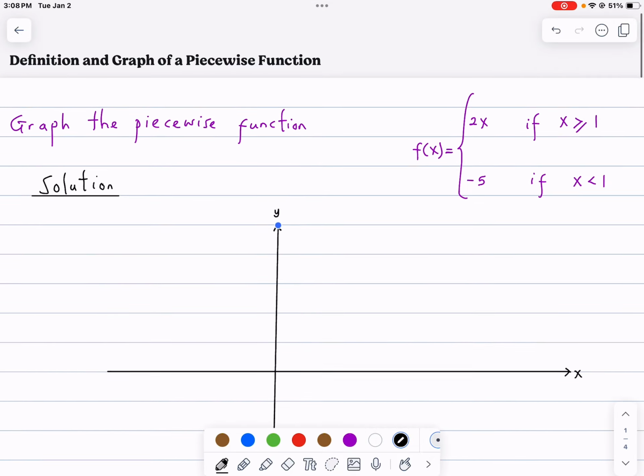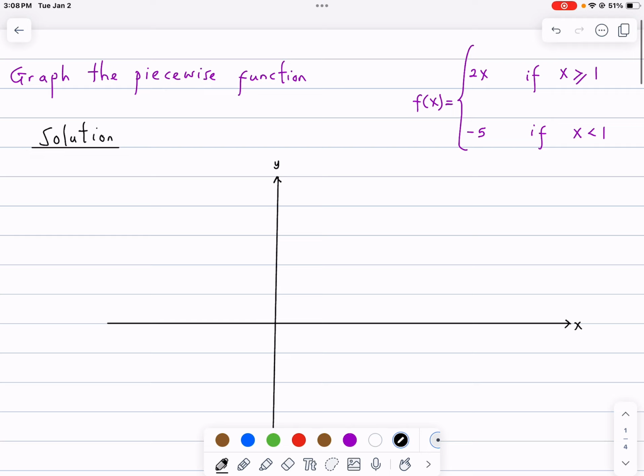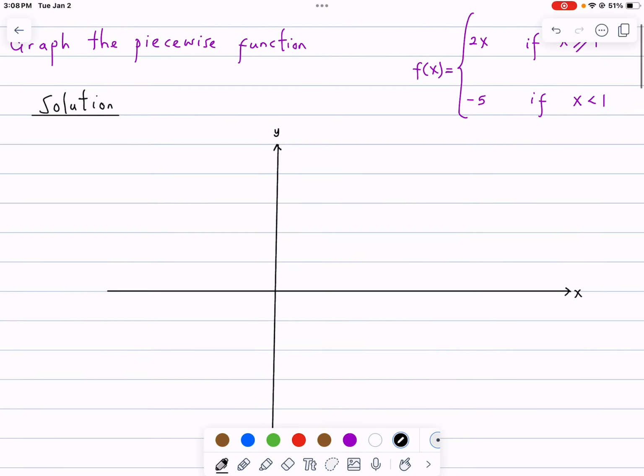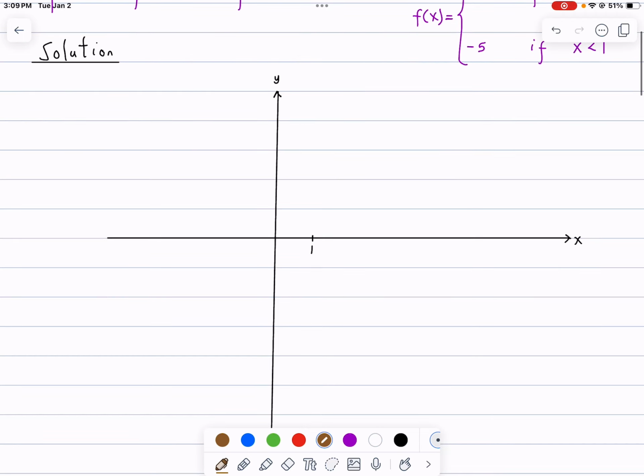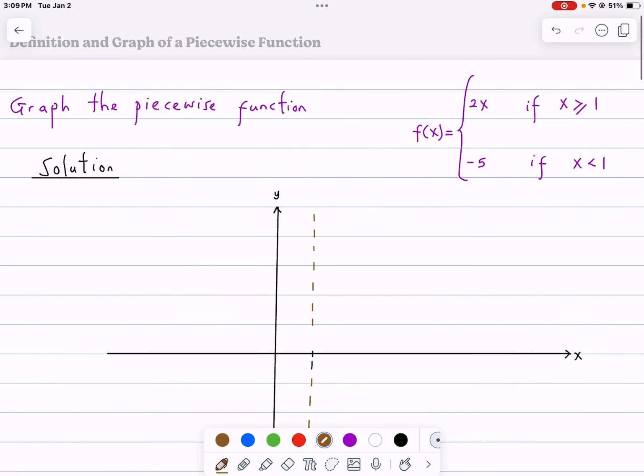Okay, so like I said, when x is equal to 1, it divides the graph into two parts. So let's locate when x is equal to 1. So I have 1 here. It divides it into two parts, and I'm just going to draw a dotted line over x equals 1. Okay, so let's draw the first part.